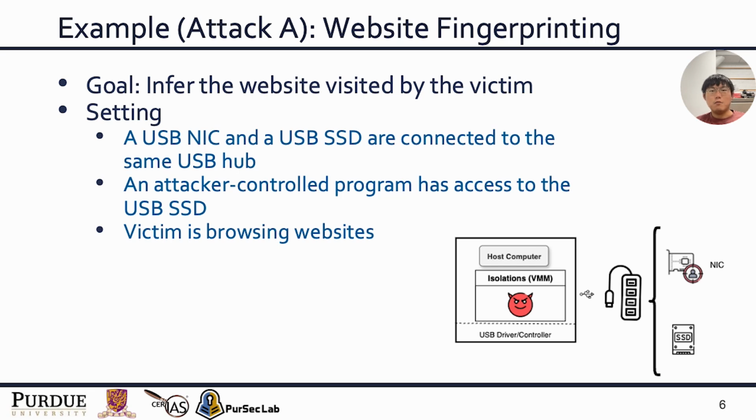Here is an example of a HubBub attack, referred to as Attack A in the paper. The goal of this attack is to infer which website the victim is visiting. In this scenario, we assume that both a USB network interface card and a USB SSD are connected to the same USB hub. Then the attacker controls a program with access to the SSD. The program can either be a standard process or isolated within a virtual machine. Meanwhile, the victim is browsing websites using the USB NIC. Then, by exploiting shared USB resources, the attacker attempts to extract information about the victim's web activity.